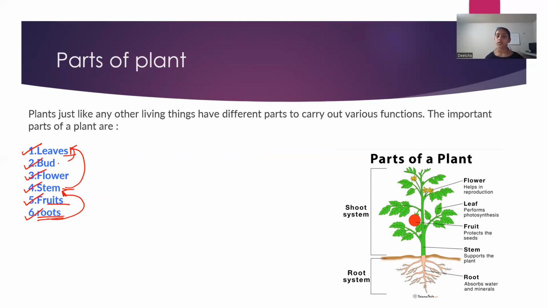Then after forming the leaves, buds form. After forming the buds, flowers form. After forming the flowers, then fruits develop. Because without budding, without flowers, we can't get the fruit. Correct? When flowers fall down, then fruits come out. So these are the parts of our plant. Is there any doubt, beta? Okay.